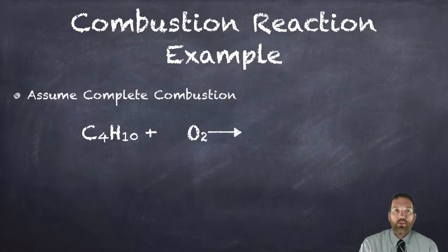So let's do some examples here. We're going to assume a complete combustion reaction of this hydrocarbon. So if it's complete combustion, I'm going to make carbon dioxide and water. It appears nothing's left over. This will burn so completely that there will be nothing but gases that will be invisible to the eye. Okay, but like all chemical reactions, we need to balance them correctly. So let's go ahead and try to do this one.